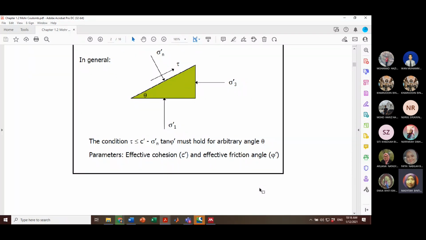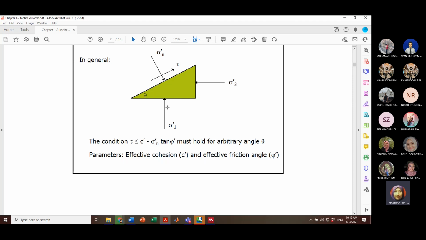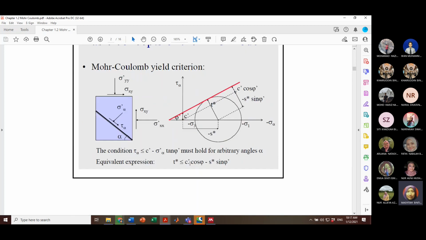There's an effective minor principal stress sigma 3, and also you can have the effective major principal stress acting vertically on the plane. So the plane here is subjected to all these external or confining stresses, and due to the loading, the sigma and the shear stress can be derived from this perpendicular plane. What is important are two parameters: the effective c and the effective friction angle.